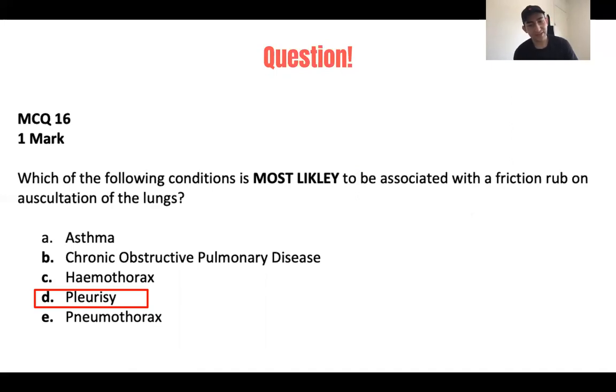Someone said pleural effusion, but it's similar. Pleurisy is basically inflammation of the pleurae, which can be because of a range of causes. So a friction rub basically means that the two layers are rubbing against each other. If you remember, they shouldn't really be touching each other. They should be slightly apart. But if they're inflamed because of something like a pneumonia, empyema, or so on, it can actually cause pleurisy.